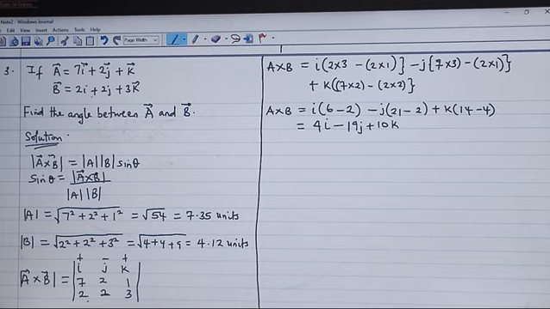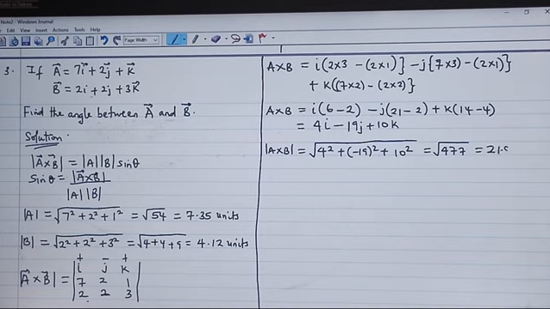Now we move to find the magnitude of A cross B. So the magnitude of A cross B will be equal to the square root of 4 squared plus minus 19 squared plus 10 squared. That gives us the square root of 477, which eventually gives us 21.84 units.